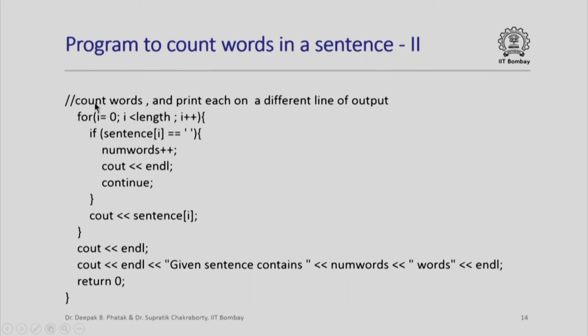So, please notice what I am doing. If the sentence is not blank, I will come out here and just output that character. If the sentence is blank, I will increase the number of words by 1 and put an end of line character. This will ensure that continuous characters of a word will continue to be printed on the same line, but whenever a word ends, a new line character is inserted so that the next word will be printed on the next line. This will continue, and when this entire for loop ends, I would have finished my scanning and I can simply say the given sentence contains so many words. Notice that num words would actually contain the total number of words counted by this mechanism.